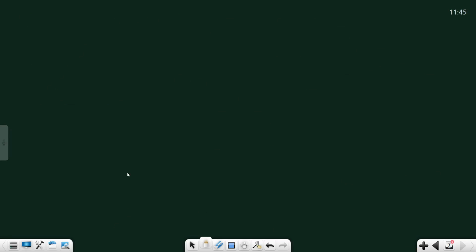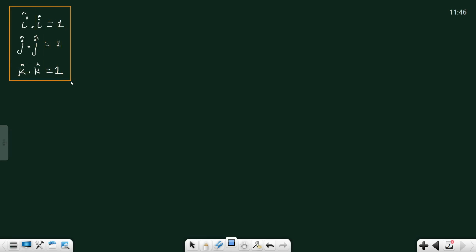So you can write i dot i is equals to 1, j dot j is equals to 1, and k dot k is equals to 1. Is it correct? Yes, sir. And whenever you go for the dot product of perpendicular vectors, what will you get? You will get 0.